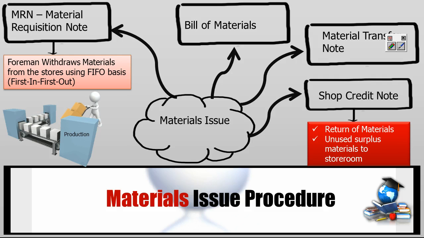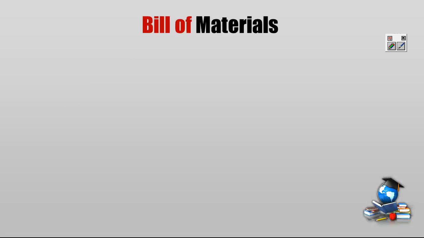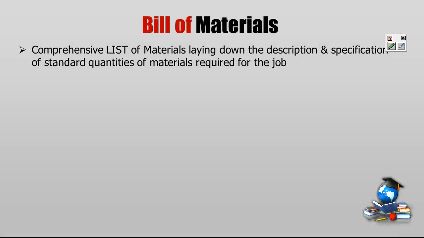Then what is shop credit note? Shop credit note means if you have already taken some goods from the shop, that is from stores, you want to return it back to the stores. Like surplus materials, you want to return it back to the stores, you issue a shop credit note. It's all self-explanatory. So let's go to the next thing, bill of materials. What is bill of materials? It is nothing but a list of materials. This is important. It is a comprehensive list of materials, not just one list, a comprehensive list. This is a key word.